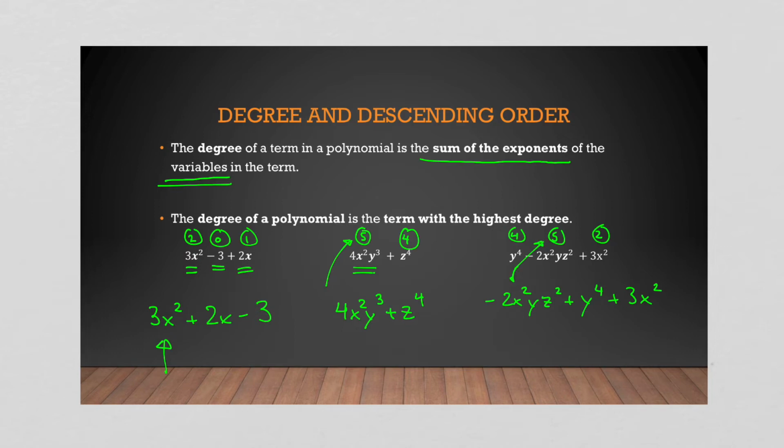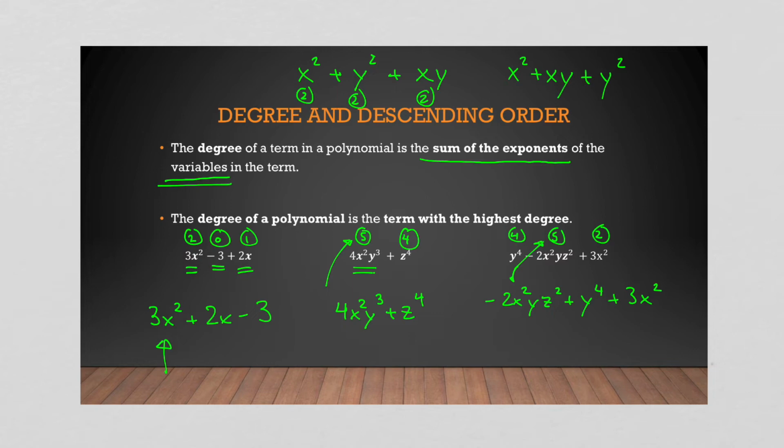One thing to note, if you have, say, something that looks like this, x squared plus y squared plus xy, those are all degree 2. So if you have the same degree and you're putting them in descending order, it goes in alphabetical order. So in this case, x squared would come first, followed by xy, followed by y squared. So that's if all the degrees are the same. So degree in descending order.